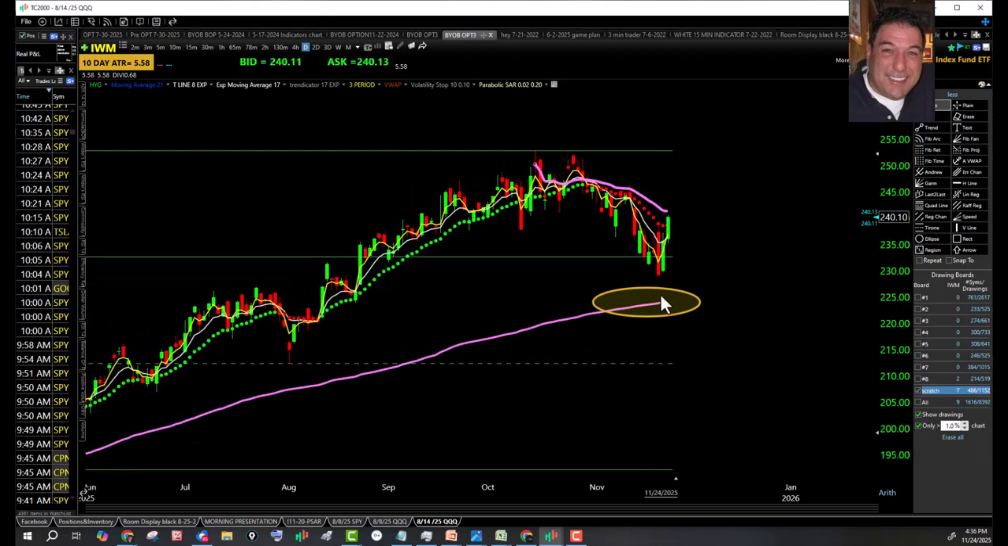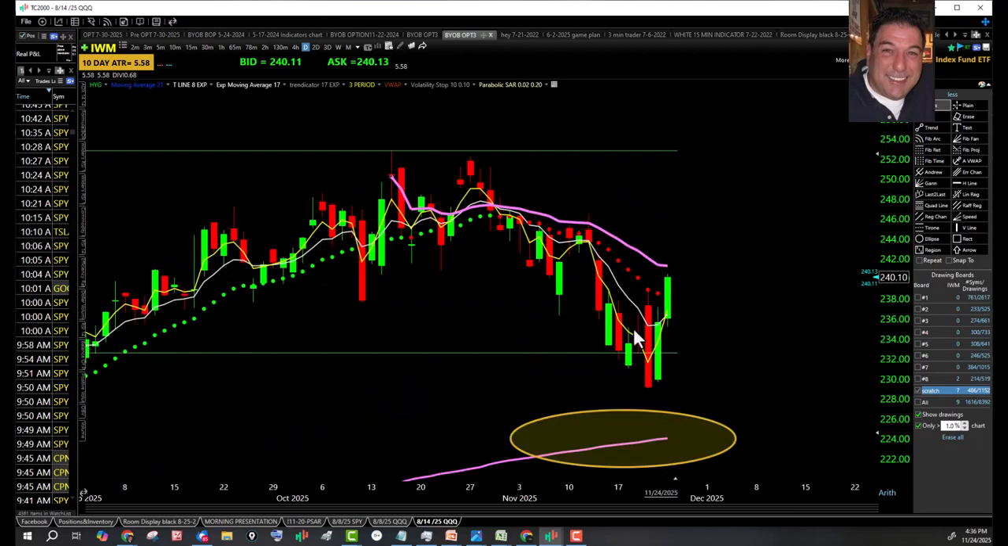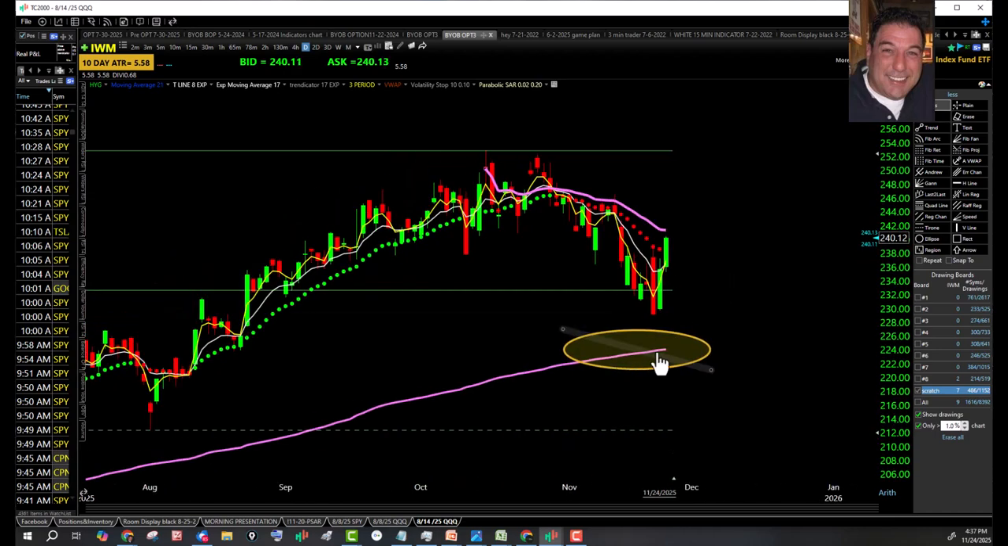But they're still in a downtrend because they haven't made any higher highs. They have to take out that high right there to negate the downtrend. So they got a low here. They made lower lows on not Friday but Thursday. So they're still in a downtrend on IWM. Okay, let's take a look at Diamond Dow.